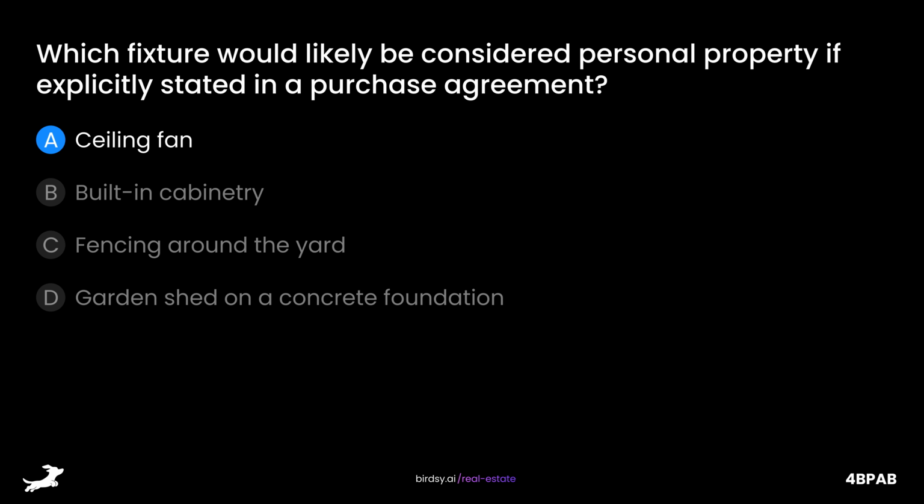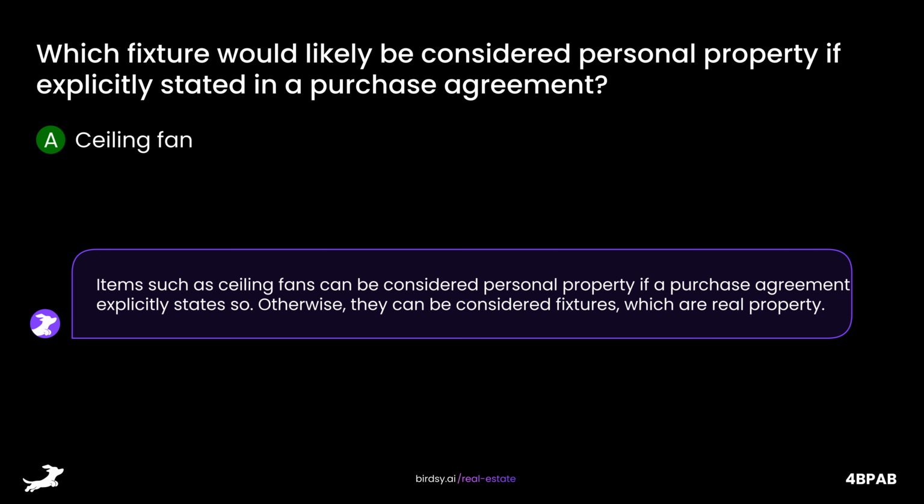Is it A, ceiling fan? B, built-in cabinetry? C, fencing around the yard? Or D, garden shed on a concrete foundation? The answer is A, ceiling fan. Items such as ceiling fans can be considered personal property if a purchase agreement explicitly states so. Otherwise, they can be considered fixtures, which are real property.